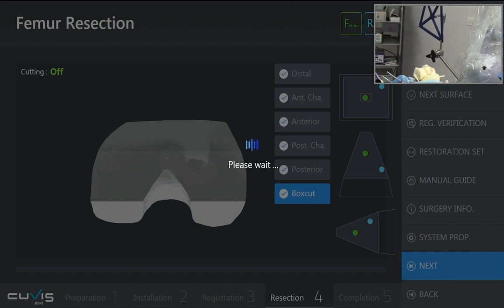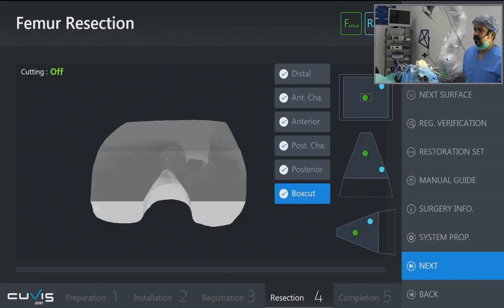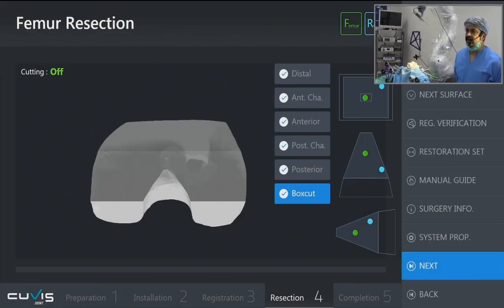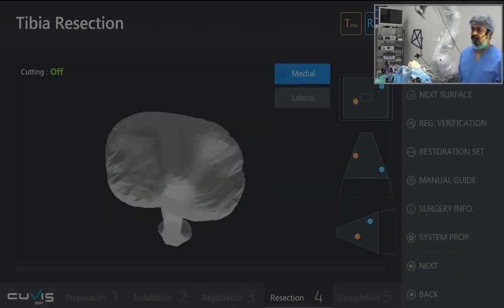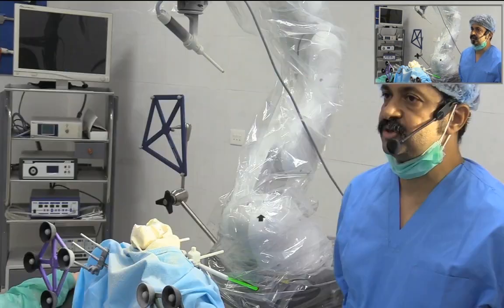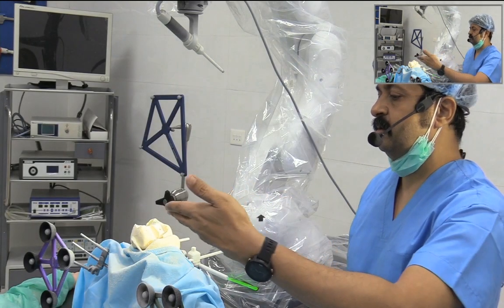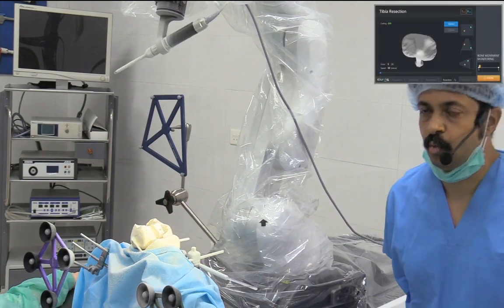So after the box cut, it took the trochlear cut, and that is the end of all the cutting. All the resections on the femur are completely done. Then we move to the TBL cut, and I would like to point out that you can see how the TBL cutting happens as the cutting tool advances from medial to the lateral side. Here you go once again.